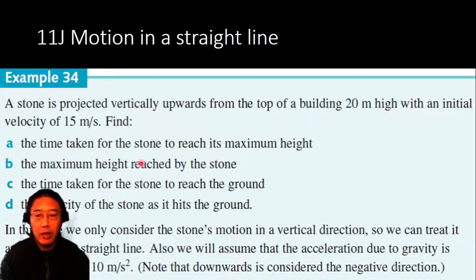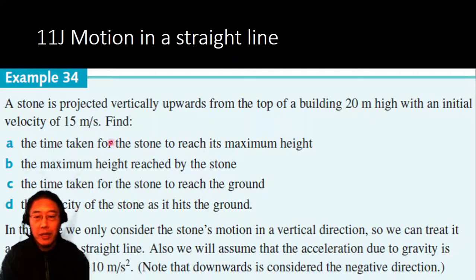You have a stone projected vertically upwards from the top of a building 20 meters high with an initial velocity of 15 meters per second. You have a series of questions asking you time values, the height and the velocity.